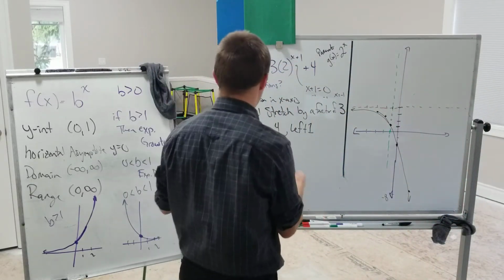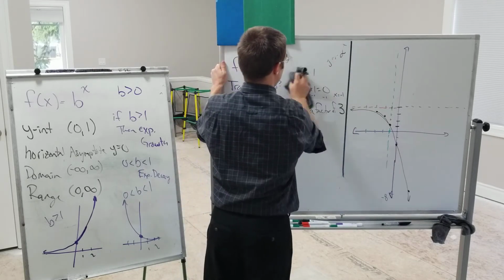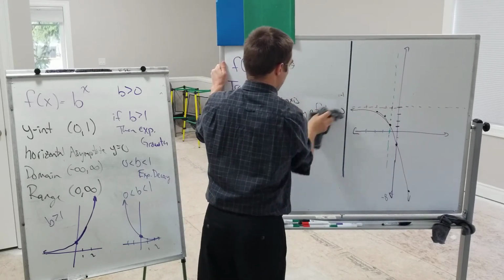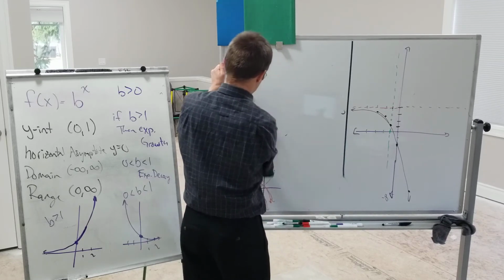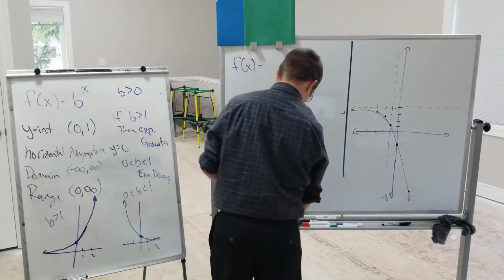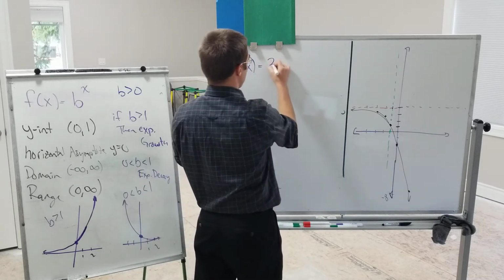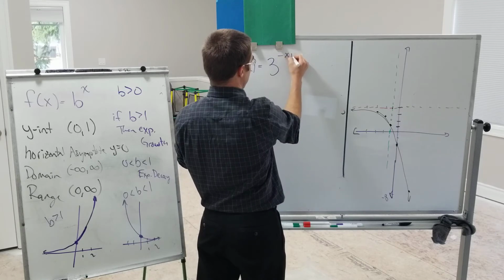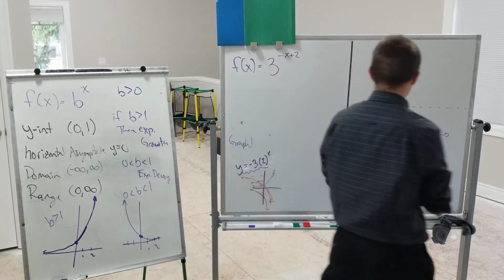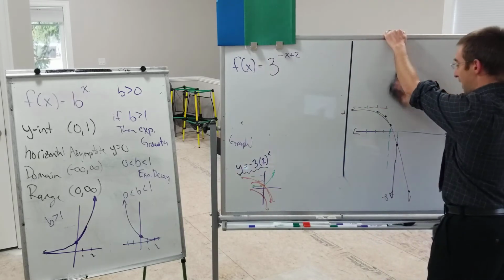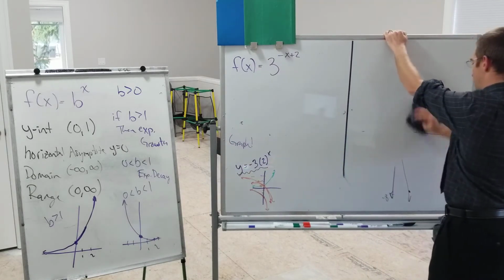All right, let's say we have f of x equals, let me erase this first. f of x equals 3 to the -x plus 2. So I want you to sketch the graph of that. State the transformations first and then sketch the graph.